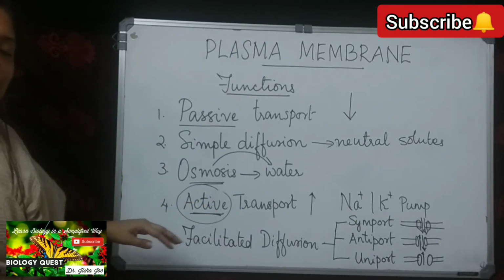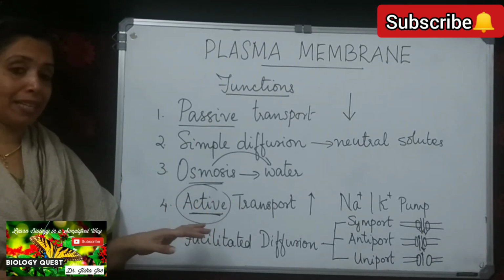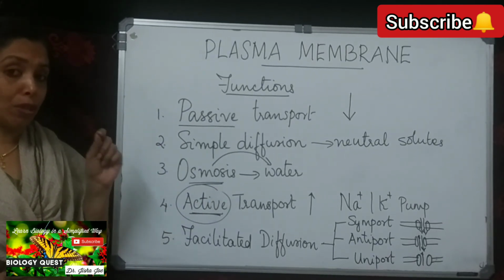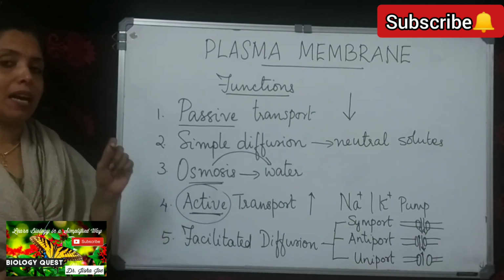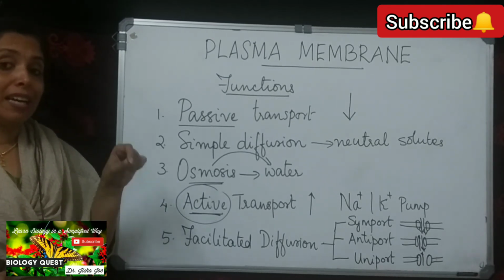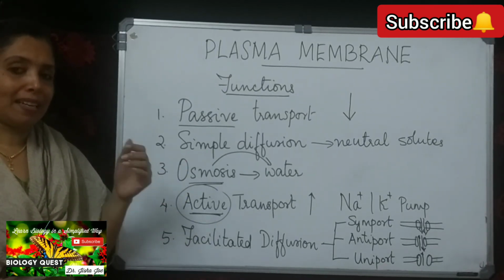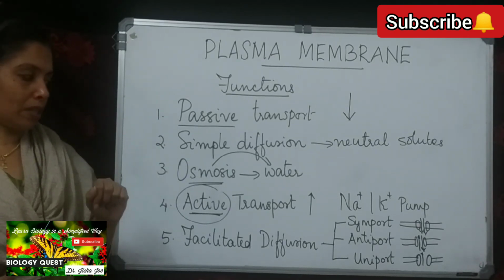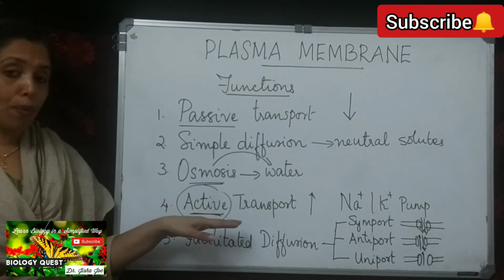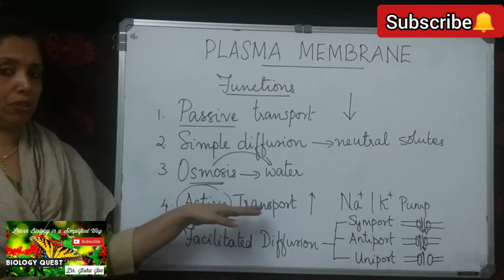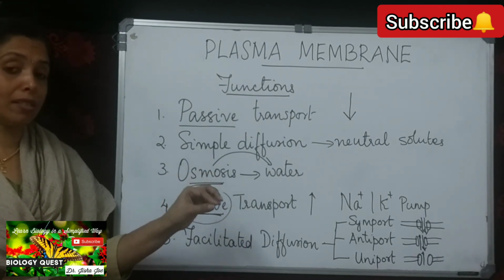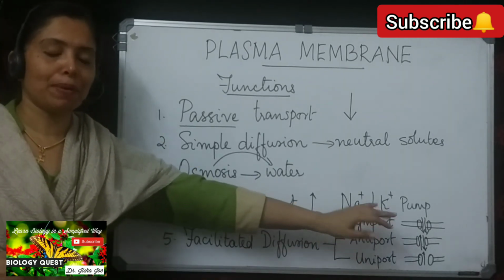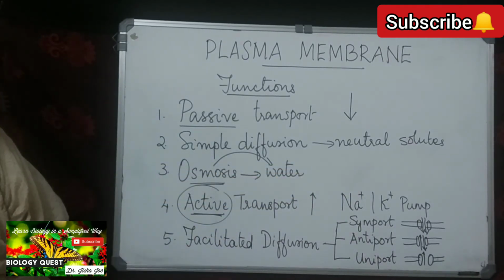The fourth type of movement is active transport. As the name indicates, it is an active process. It is an energy consuming process. It requires energy in the form of ATP, and so the movement of molecules occurs against the concentration gradient, that is from the lower concentration to a region of their higher concentration. Since it requires energy, it is called active transport. The potassium sodium pump is an example of active transport.